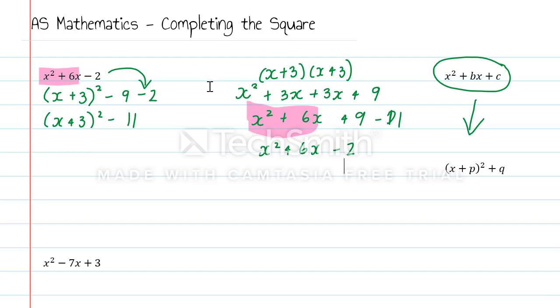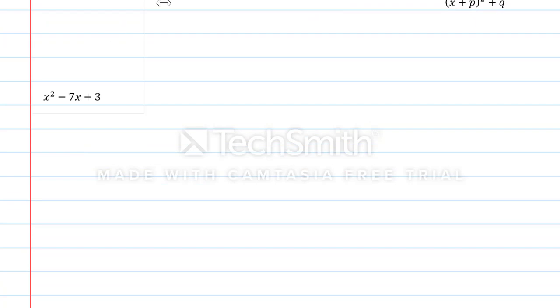Okay, so let's try and do the same thing, but let's do it with a different problem. Now I've chosen this question because it's got an odd number here, and it's got a minus. Those are two things we haven't encountered. So let's see what happens when we work with those ones. You're still doing the same thing. We still want to put it in brackets, squared. We're still going to halve the minus 7. So half of minus 7 is minus 3.5.